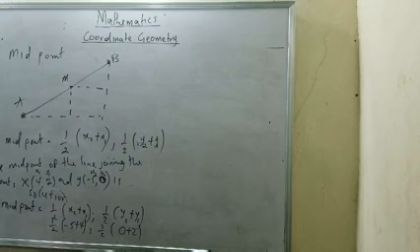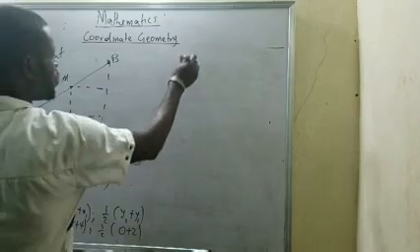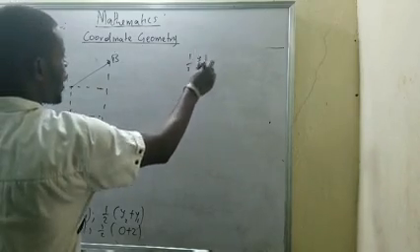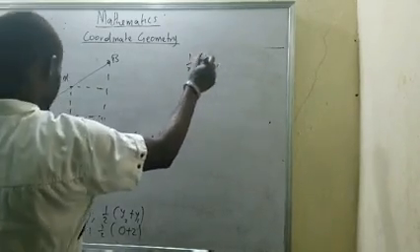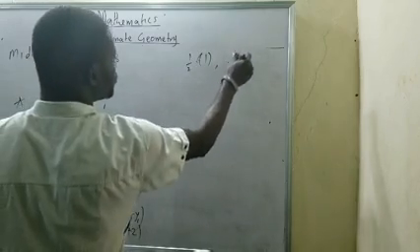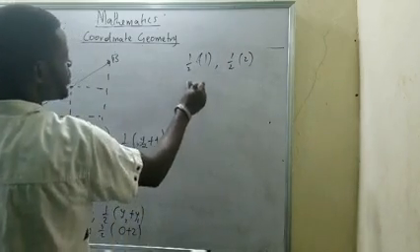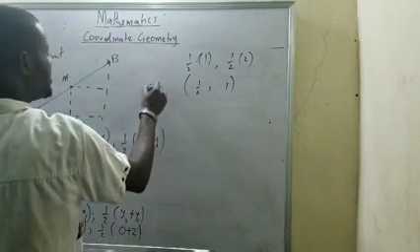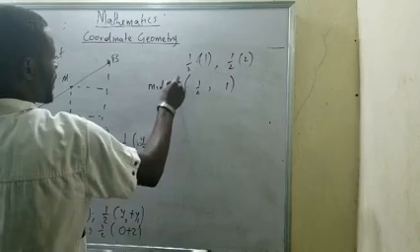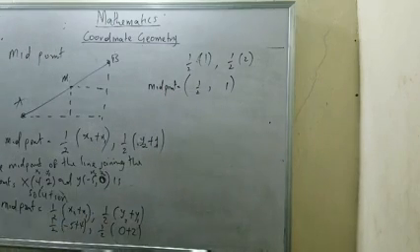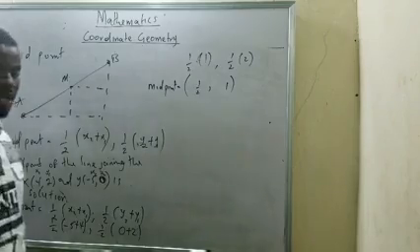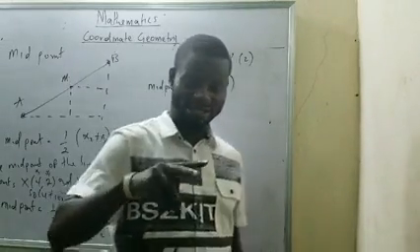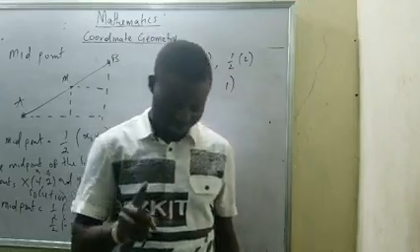It means I'll be having 1 all over 2 multiplied by 1, comma 1 all over 2 multiplied by 2. It means I'll be having 1 all over 2, comma 1. That is my midpoint. Now, I don't need to waste much time on midpoint. I've explained what midpoint is talking about. It means a point that divides a line into two equal parts.